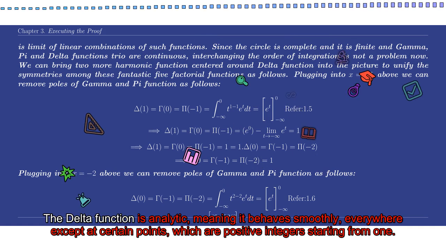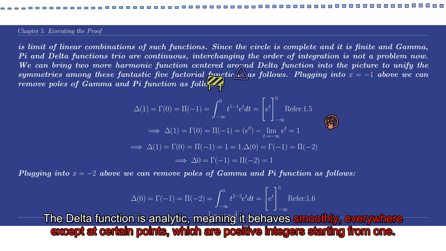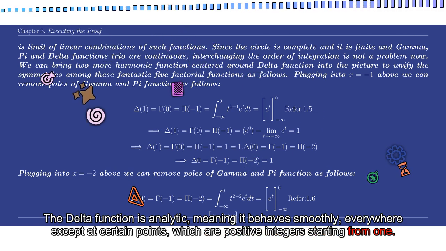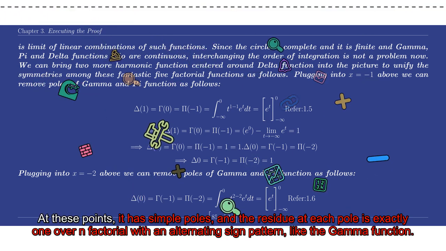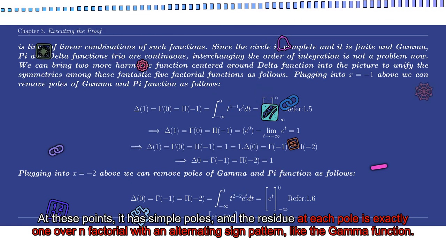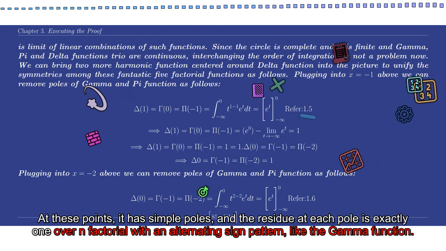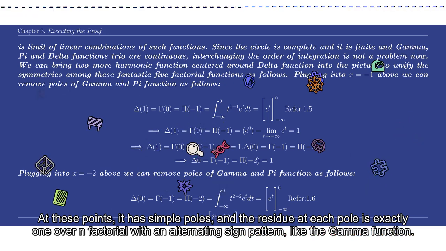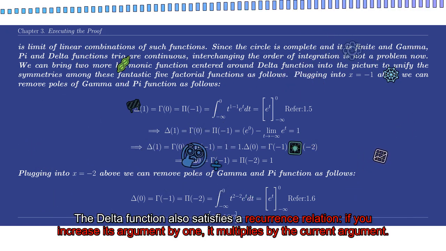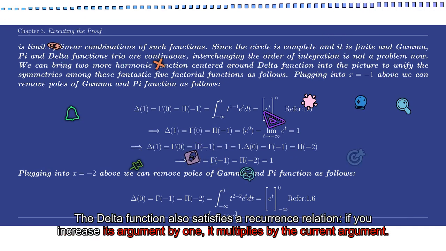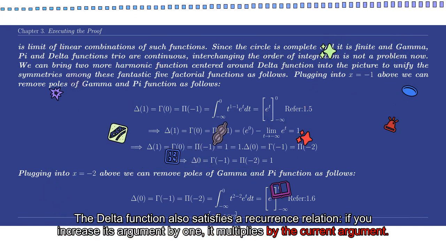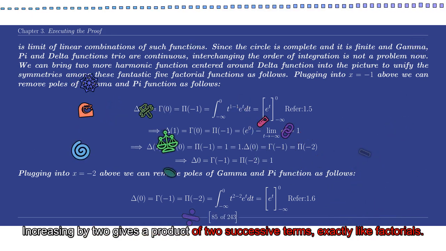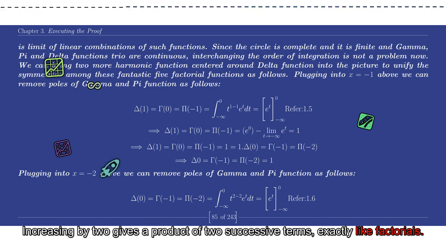The delta function is analytic, meaning it behaves smoothly everywhere except at certain points, which are positive integers starting from 1. At these points, it has simple poles, and the residue at each pole is exactly 1 over n factorial with an alternating sign pattern, like the gamma function. The delta function also satisfies a recurrence relation. If you increase its argument by 1, it multiplies by the current argument. Increasing by 2 gives a product of two successive terms, exactly like factorials.